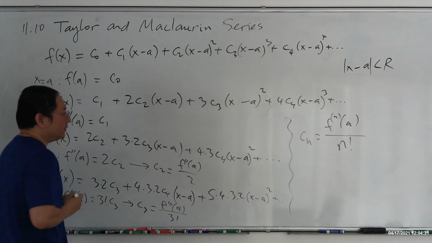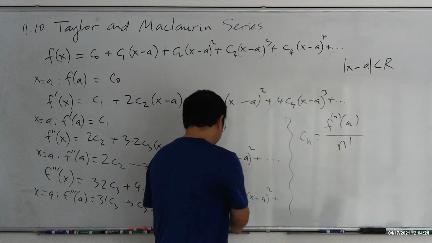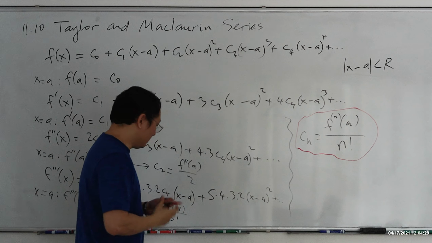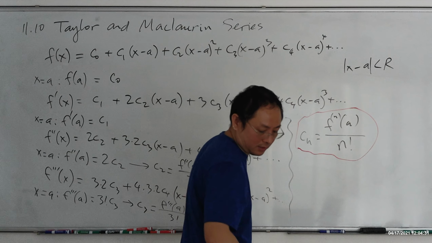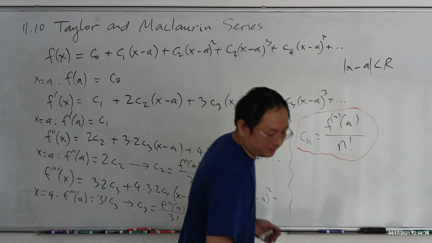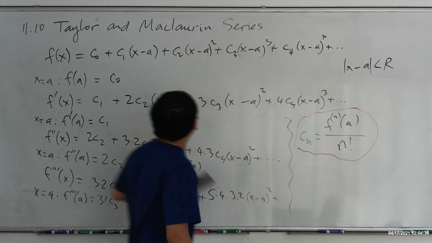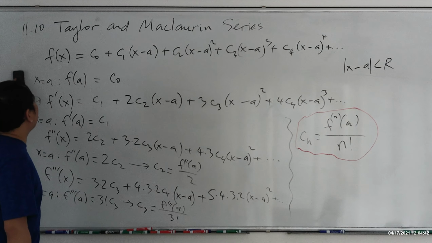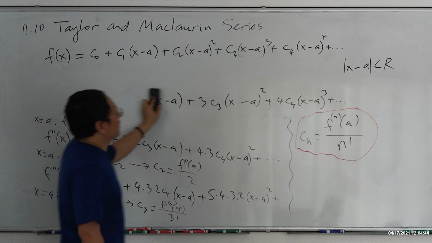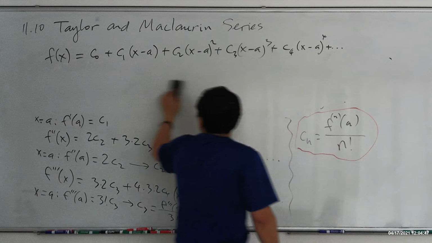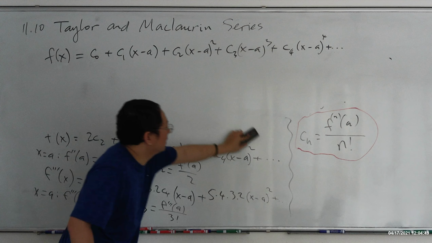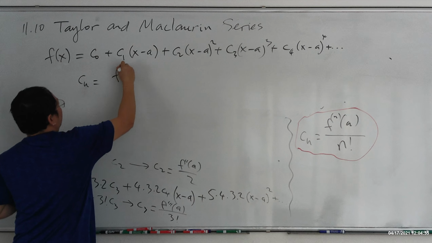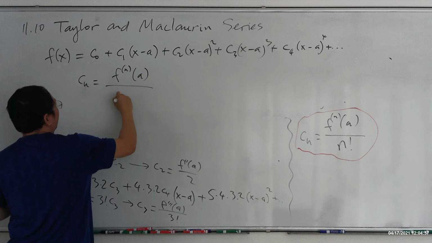Okay. And let me box that. This is one of the important formulas about Taylor series. This we need to know. So if you have a function that is analytic, a function that you can take the derivative of forever, then you can say that I can find a power series for that function. The power series can be written that way, where Cn is equal to the nth derivative at a divided by n factorial.